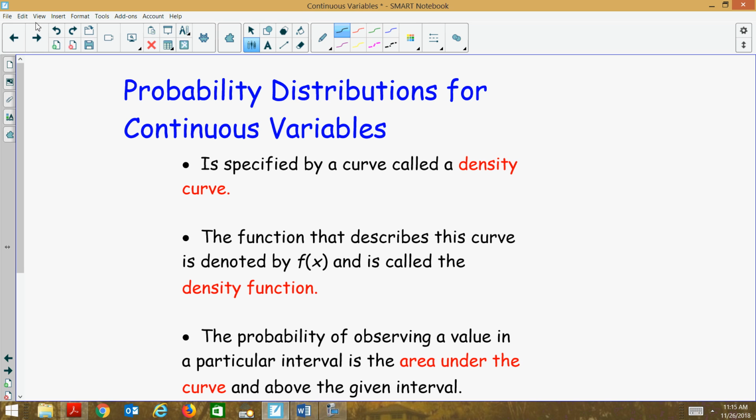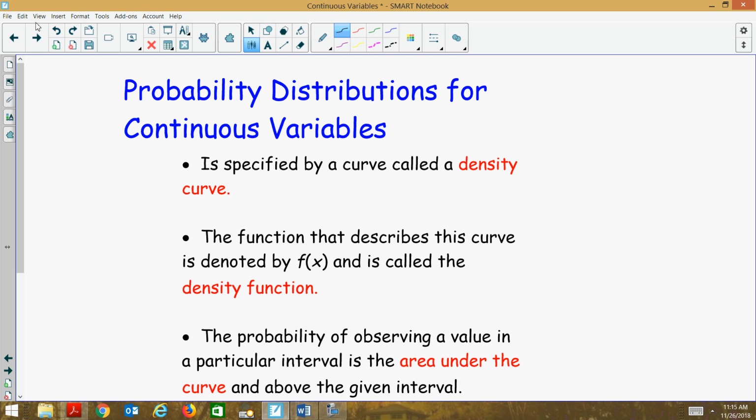So, what is a probability distribution for continuous variables? Well, it's specified by a curve called a density curve, which I will show you in just a second. The most important thing to know is that there is a function that describes this curve. It's called the density function. It's usually denoted as f of x. The last and most important thing in why we study this is the probability impact of it.